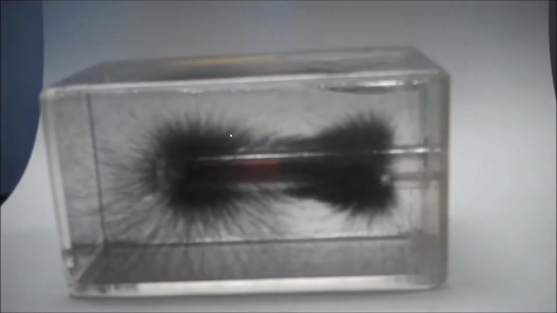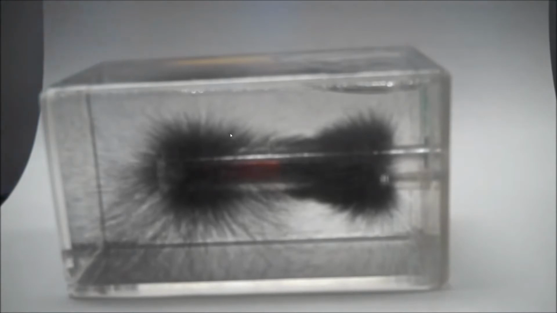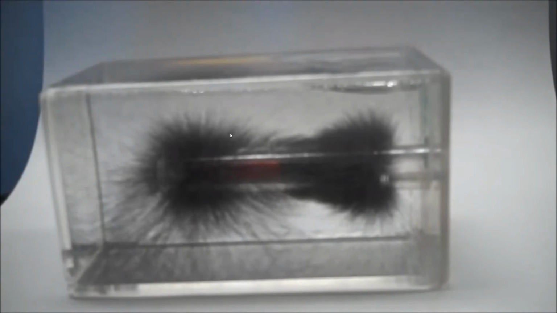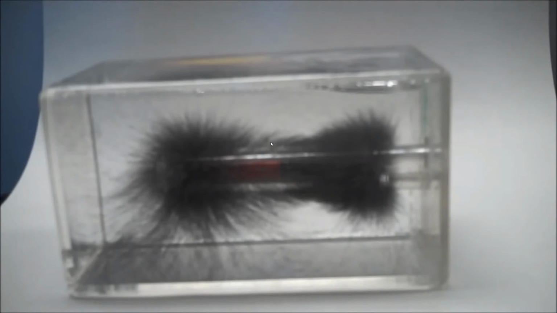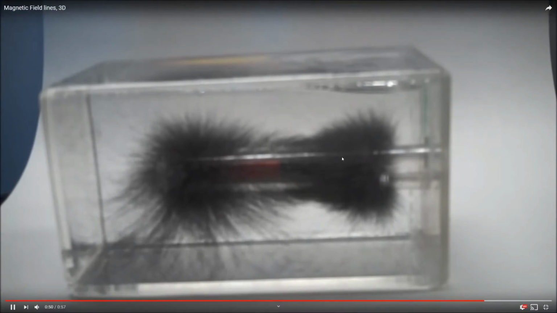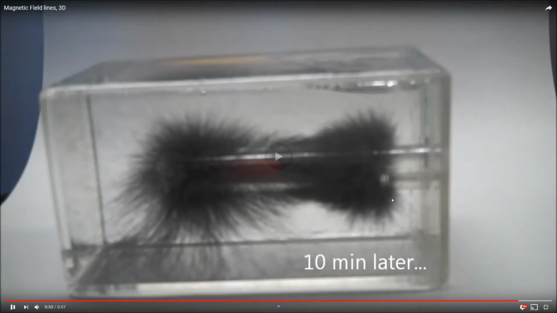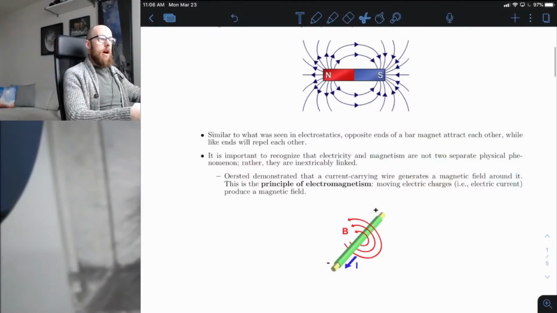Fields in general permeate the space around whatever is generating the field, but you can't visualize them. However, they do exert forces. In this case, we can see that they're exerting some sort of force on the iron filings that are suspended in this glass tube here. All the same concepts that we developed with electric fields will still apply here. Okay, so back to the iPad screen.